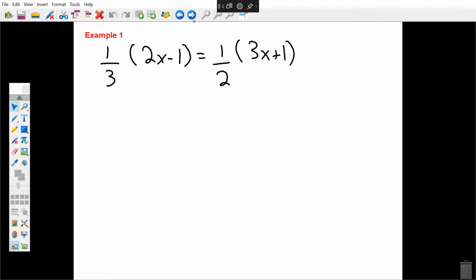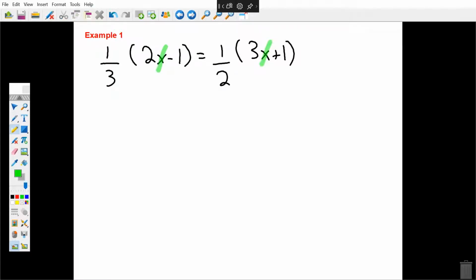The first question is 1 over 3 times (2x minus 1) equals 1/2 times (3x plus 1). So the questions are a little bit more complicated now than they were at the beginning, but the process remains the same. What makes this question different than some of the other stuff we've been doing is that here we have an x located on both sides.